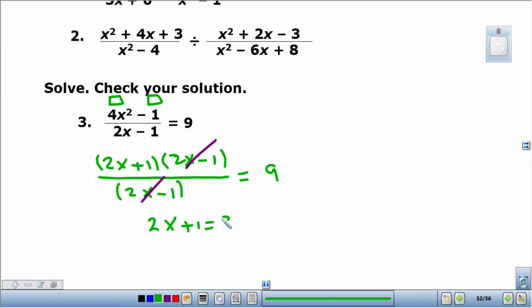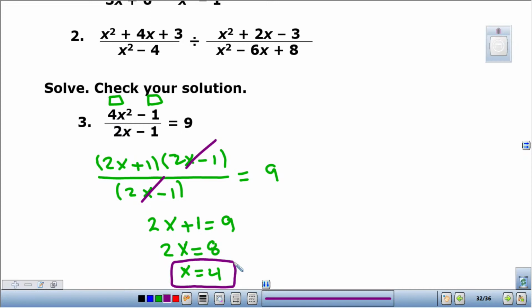I'm going to subtract 1 from both sides, so that's going to give me 2x equals 8. I would divide by 2, x is going to equal 4. The question is, does x equal to 4 give me a solution? The answer is yes, it does give you a solution. See that? X equals 4.